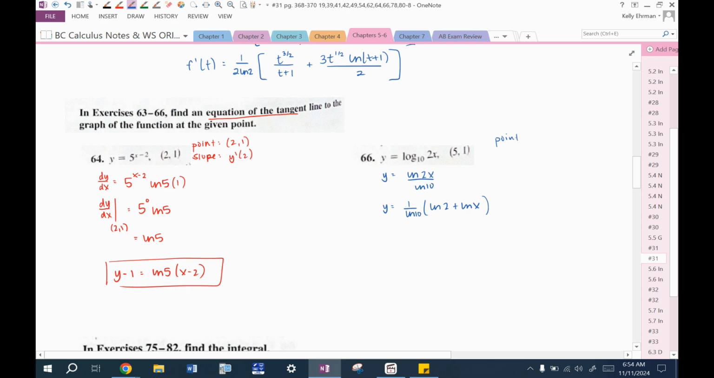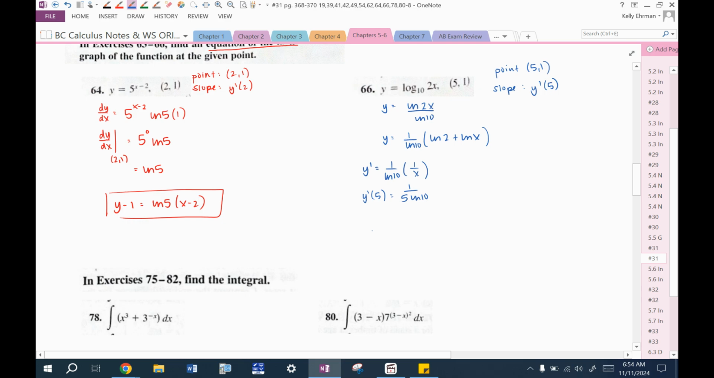We have a point, 5, 1. We need a slope, so we'll find y prime and evaluate it at 5. All right, so y prime. So the 1 over natural log 10 is here to stay. The derivative of natural log 2 is 0, and the derivative of natural log x is 1 over x times 1 technically, and y prime at 5 is then equal to 1 over 5 natural log 10. All right, so y minus 1 equals 1 over 5 natural log 10 times x minus 5.